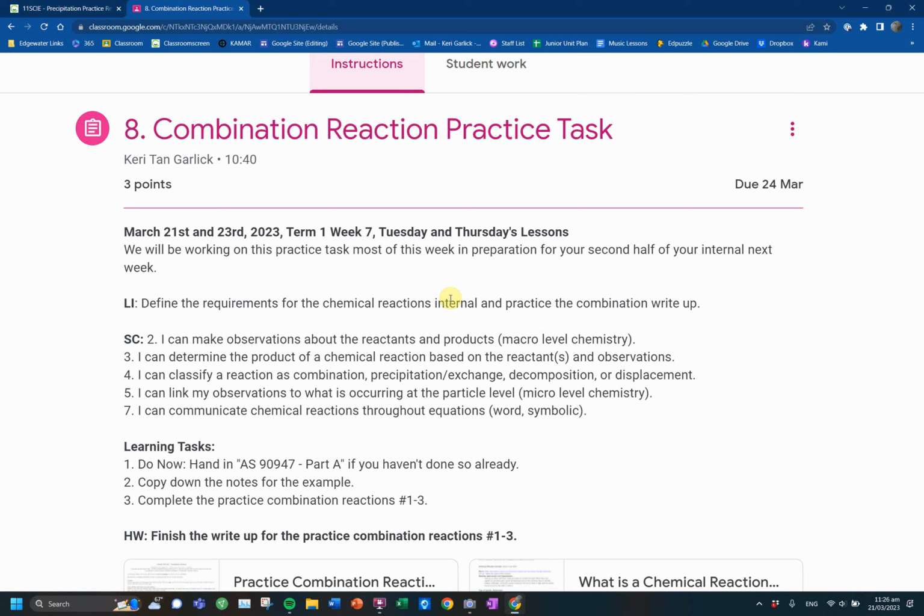So what we're looking at for our combination practice 1, we are going to be doing this for today's lesson and also on Thursday's lesson with the plan for Friday to start the part B of the selected chemical reactions internal. I know some people have been away. I know some people have recently joined the class, and so please talk to me and we'll have a negotiable deadline for those that have had issues with absences and things like that, okay? But for most people, you guys should have had Part A completed and you should have handed that in.